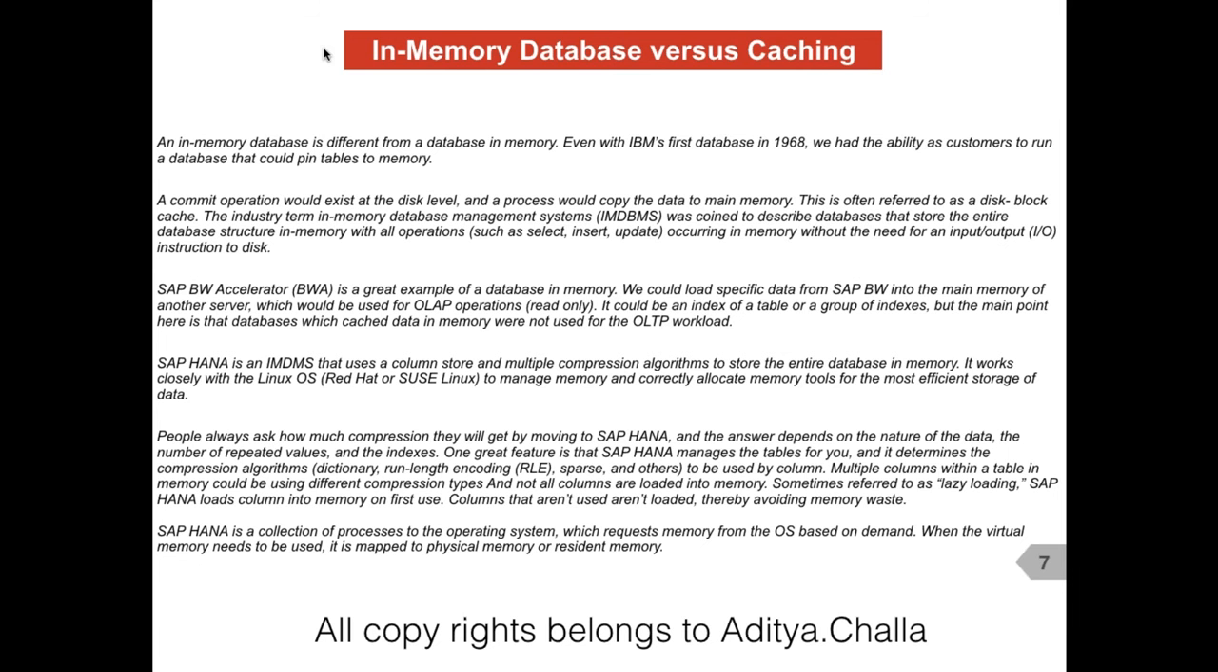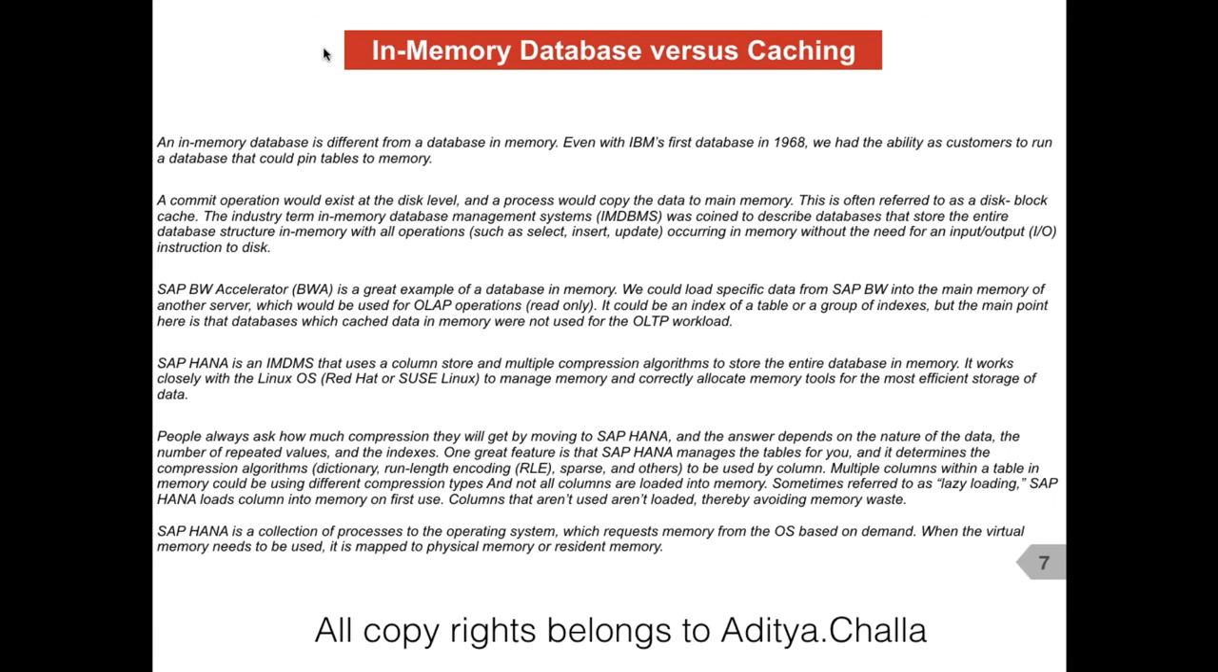Multiple columns within the table in memory could use different compression types, and not all the columns are loaded in the main memory. Sometimes this is referred to as lazy load, and SAP HANA loads a column into memory on first use. So columns are updated into the load structure, then it will update the memory. The advantage here is that it saves a lot of disk space, so there is no memory wastage.